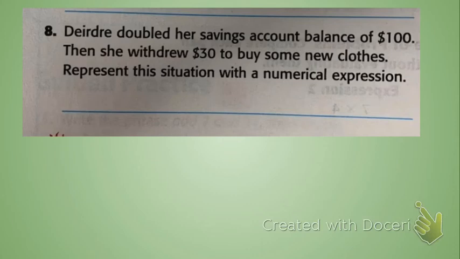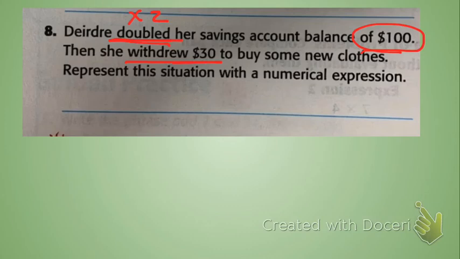All right, so let's read through this. Go get my red marker. Deidre doubled her savings account balance of $100. Well, what does it mean to double something? It means you're multiplying something times 2, right? Something doubles. If I had $1 and it doubled, it would be 2. If I had $2 and doubled, it would be 4. I'm multiplying it by 2. So what doubled? Her balance of $100 doubled.